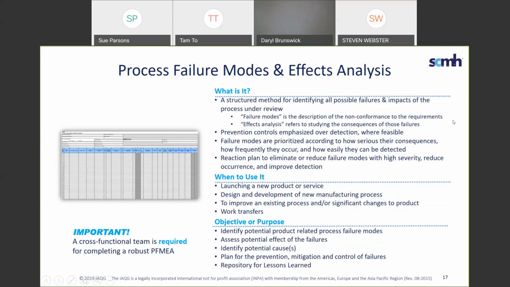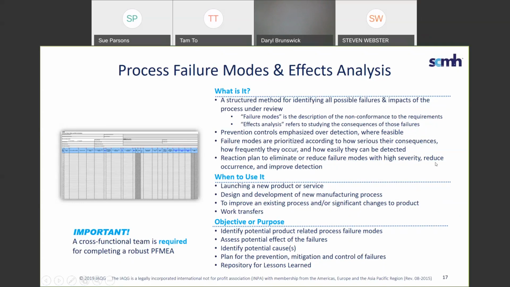I want to emphasize that it is best to do these with a cross-functional team. You need more than one person. You need to see the whole thing. So get a cross-functional team together and do these. And we'll go into that a little more.